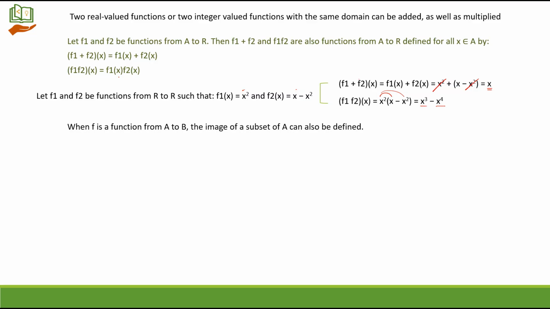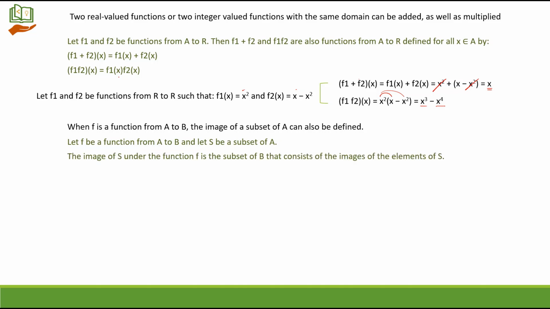When f is a function from A to B, the image of a subset of A can also be defined. Let f be a function from A to B and S be the subset of A. The image of S under the function f is the subset of B that consists of the images of the elements of S. So this is nothing but whichever has been mapped from the domain, those values will alone be taken under the image. The image of S is denoted by f of S. So it has to be taken as a set.